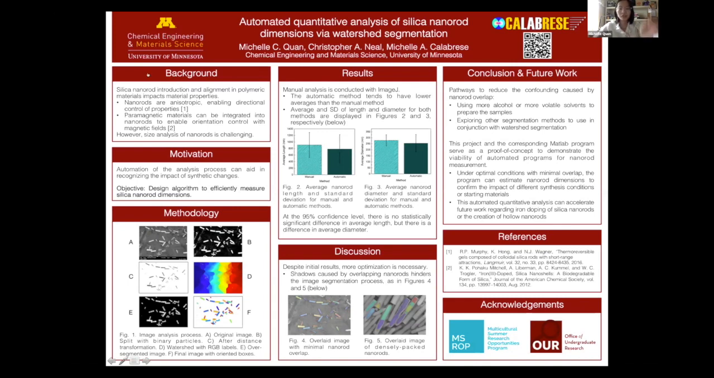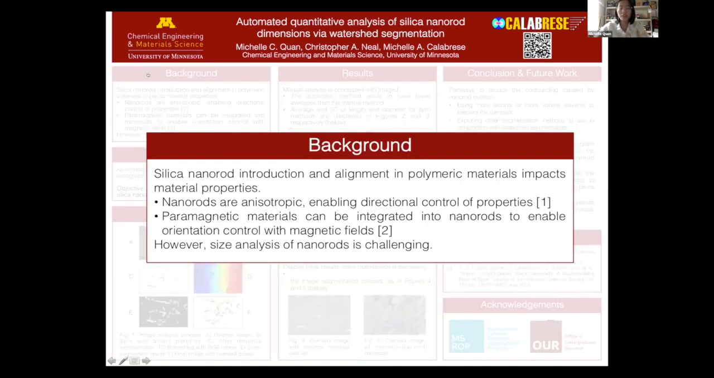Within the Calabrese group, our work can range over many different topics, but my work specifically focuses on silica nanorods. Nanorods are our focus because they are anisotropic, meaning that they're asymmetric in nature. They're shaped more so like a test tube, so one end is flat and the other end is rounded. This allows us to have some directionality, which is why we focus so heavily on nanorods and their anisotropy.